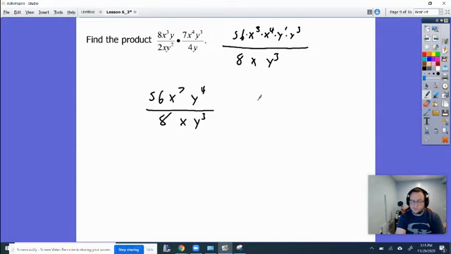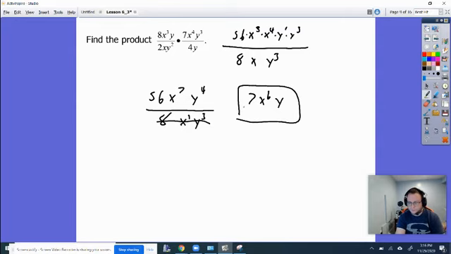56 and 8 can reduce down by 8, so I'm just left with 7. I have 7 x's. I have 1 x down here. Quotient rule says I can subtract those. So we get this. And then here, same thing, 4 minus 3. Okay, so everything in the denominator there cancels, so I'm actually just left with this.